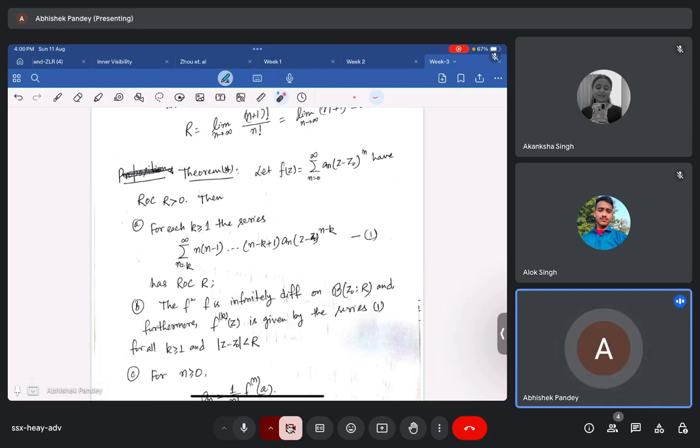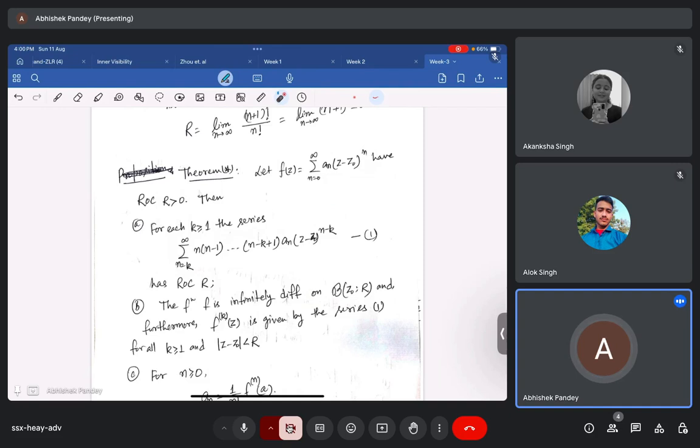If you take a power series, consider it as a function f of z. Suppose this has radius of convergence R positive, then for each k greater than or equal to 1, the series also has radius of convergence R. This will be nothing but the kth derivative of this one, isn't it? So it means that f is infinitely differentiable on this ball. Furthermore, f k of z is given by this series, which is nothing but the kth derivative of f.